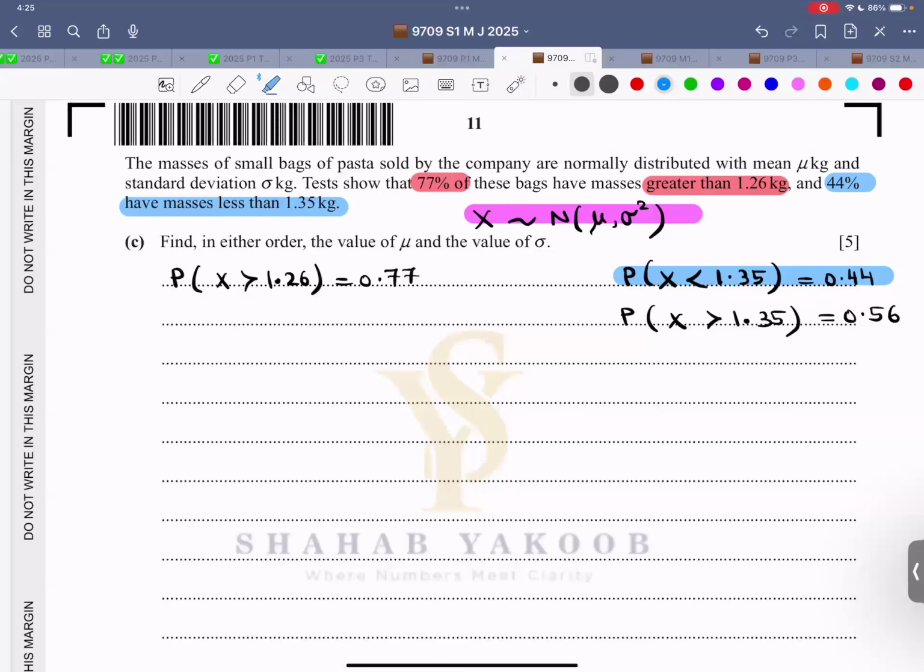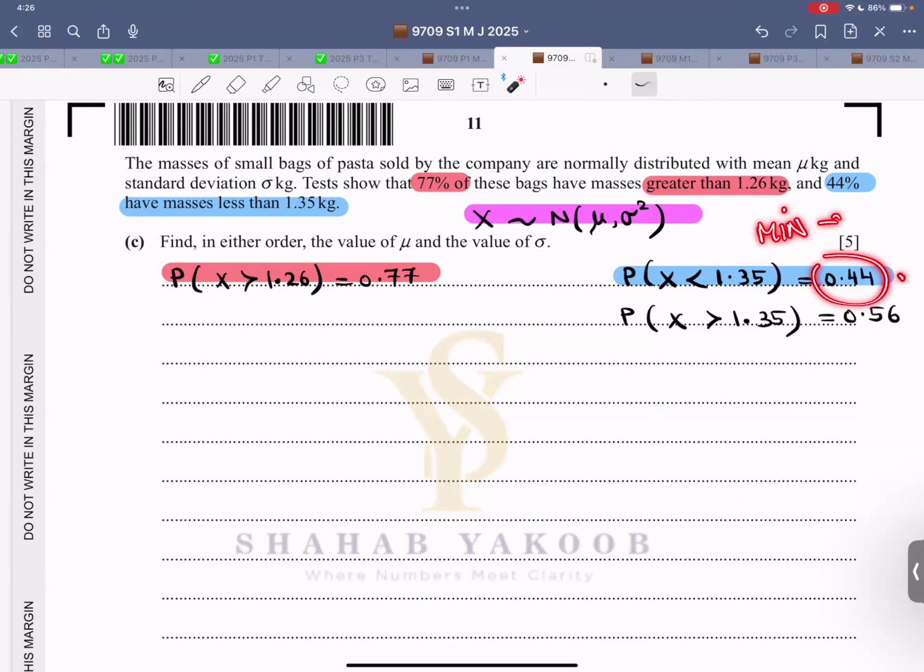So that is the second condition. And this one is the first condition. Read again. Probability x greater than 1.26 is 77%. Probability x lesser than 1.35 is 0.44. Now here is the problem. The minimum probability that is given in the Z table is 0.5 or 50%. So what do we do? We flip the inequality and subtract the probability from 1. So therefore, we will now be working with this. And then it's back to simultaneous equations.